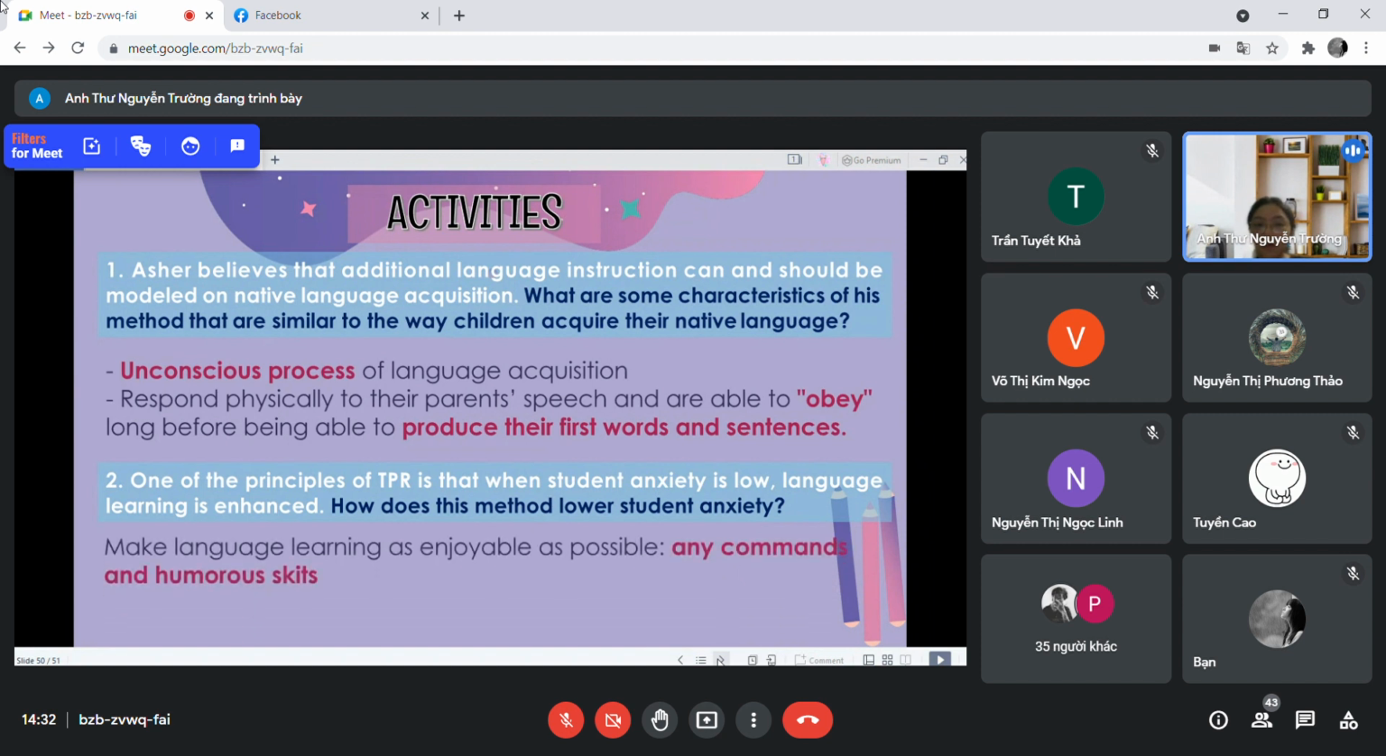And yes, we can lower the student anxiety by many commands and humorous skits. This means we make the learning and teaching process as enjoyable as possible.